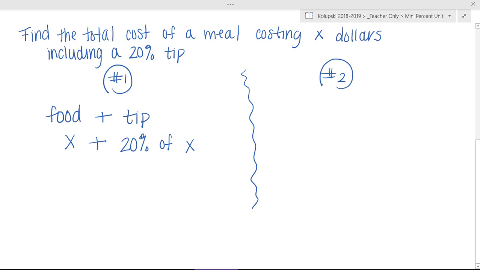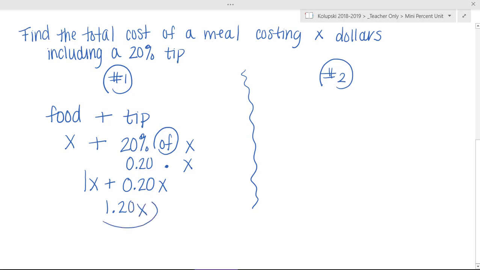If you remember, of is going to be to multiply. So I'm going to turn 20% into a decimal, and I'm going to multiply it by the x. So I have x plus 20 hundredths x. Now, this can be simplified because we have a variable, and this term also has the same variable. When an x is by itself, remember there's a 1 in front of it. So I'm really doing 1x plus 20 hundredths x. So I'm left with 1 and 20 hundredths x. This would be the expression that matches that problem.